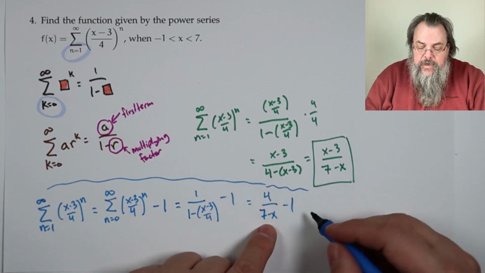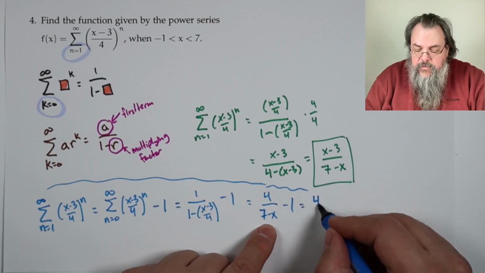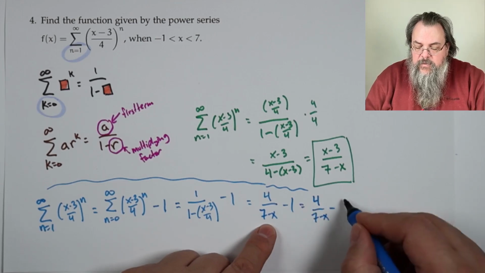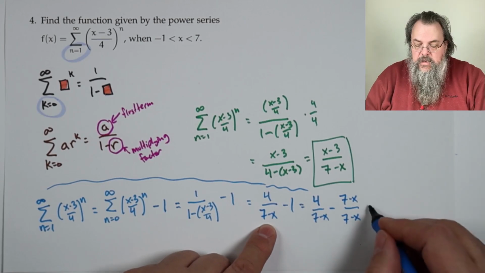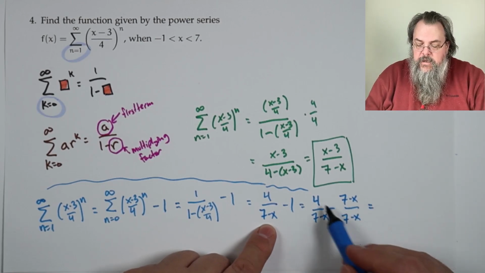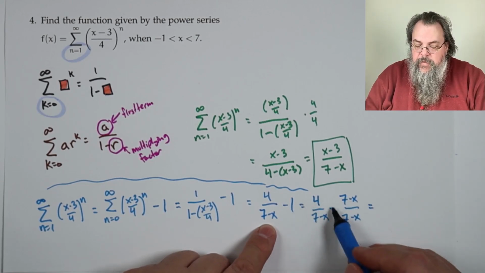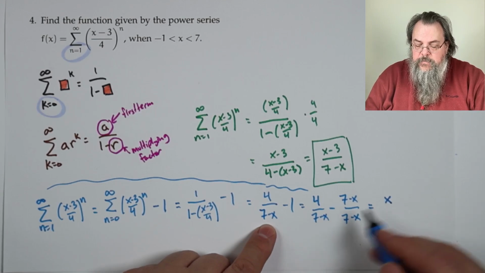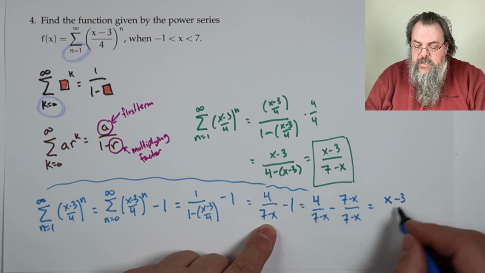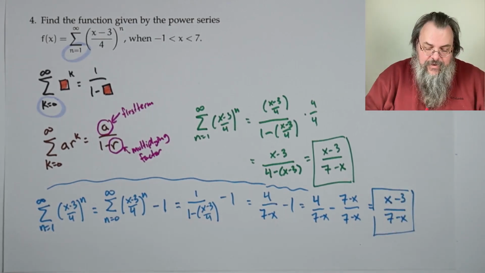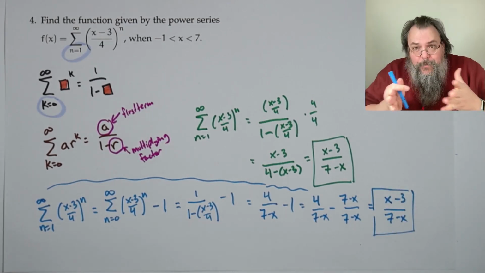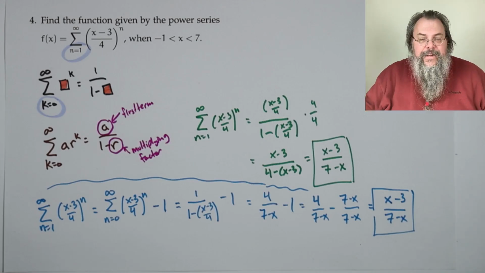Okay, we'll now get a common denominator. So this is 4 over 7 minus x, subtract 7 minus x over 7 minus x. And what do we see? Well, upstairs, minus minus x makes plus x. 4 minus 7 is minus 3. And downstairs is our 7 minus x. So we still get the same answer because there's different ways to get there. Isn't that cool? We have different ways to get there.